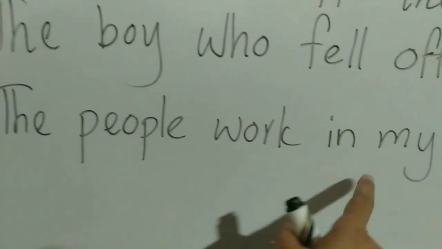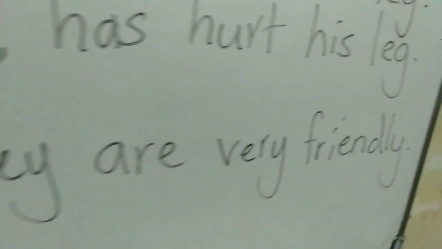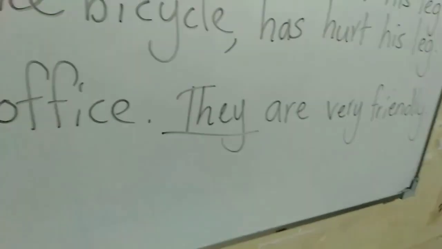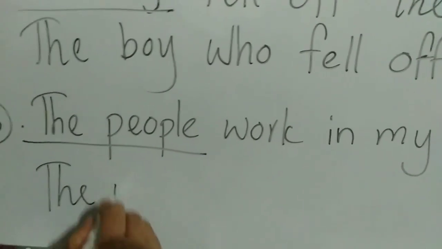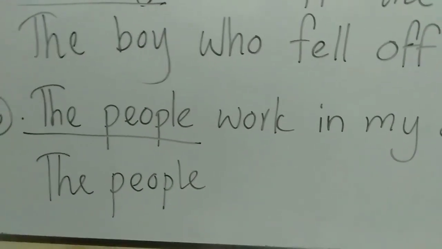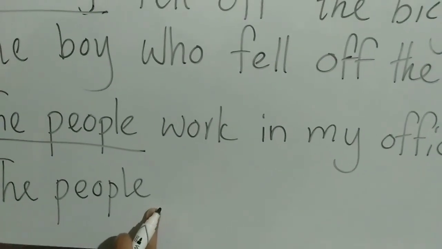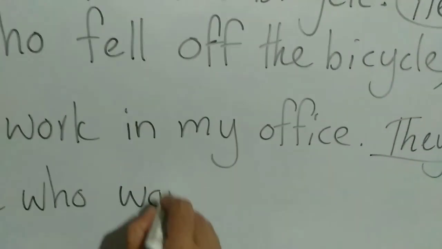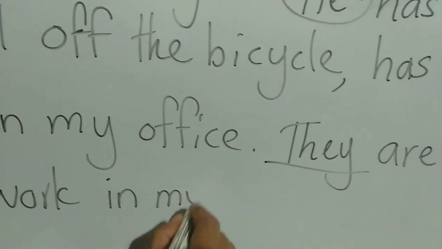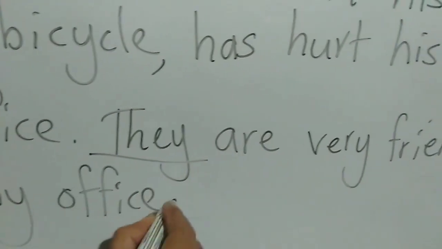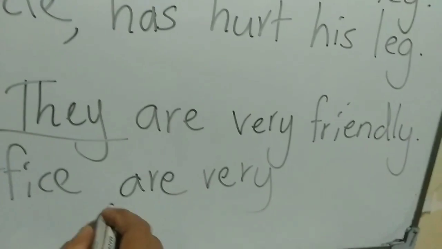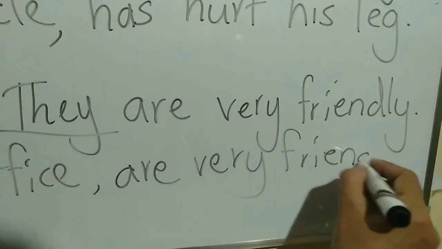Next, the people work in my office. They are very friendly. What is the word repeated with this subject pronoun? The people. You know now what is the relative pronoun you have to place immediately after this noun? Who. The people who work in my office are very friendly.